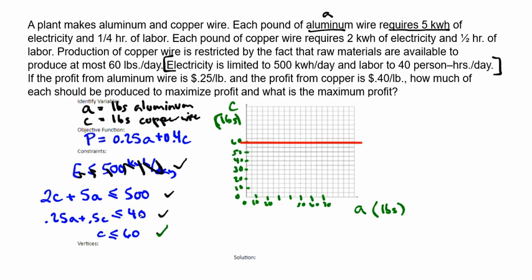Now I have to solve both of these for C, because C is on my y-axis. If I want to graph those, I've got to solve them both for C. I'll drag this one over here. 2C less than or equal to negative 5A plus 500. Oh dear, I see a problem. C has to be less than or equal to negative 2.5A plus 250. You know I was going to regret it.